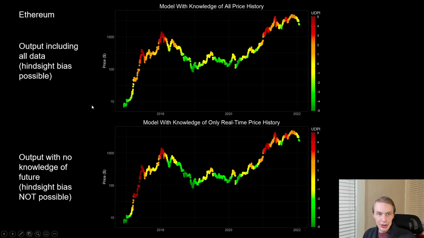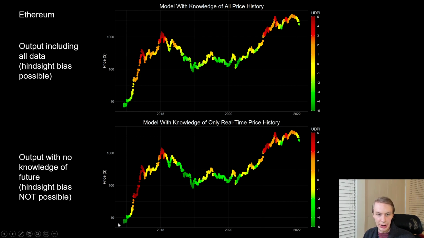Okay. So what I want to do now is look at another asset. So let's look at Ethereum. Here I'm showing you the same validation in terms of simulating the real-time ETH UDPI levels across time. This is the model with full knowledge of ETH's price history. This is the model that only has real-time knowledge. And you'll see that they're again quite close.